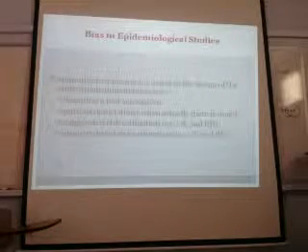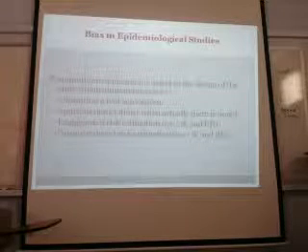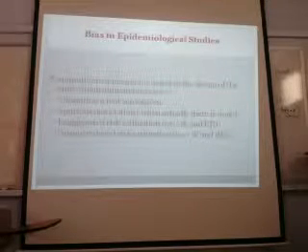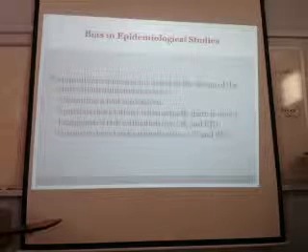So sometimes problems occur in the case control study, especially number 1 is confounding, number 2 is bias. Now, what does that mean?